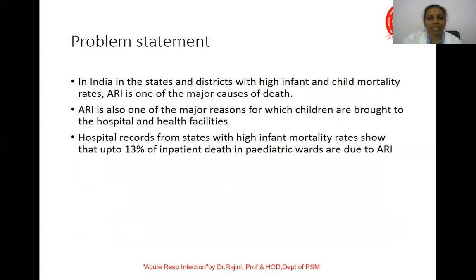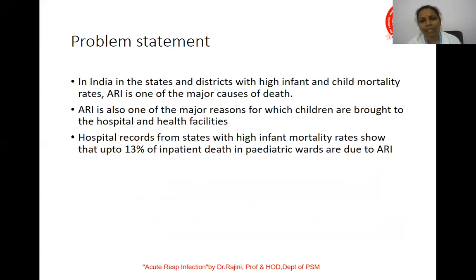So what is the problem statement? Epidemiology of acute respiratory infection. In India, in the states and districts with high infant and child mortality rates, acute respiratory infection is one of the major causes of death. It can be asked as an MCQ: what is the major cause of death? ARI is also one of the major reasons for which children are brought to hospitals and healthcare facilities.